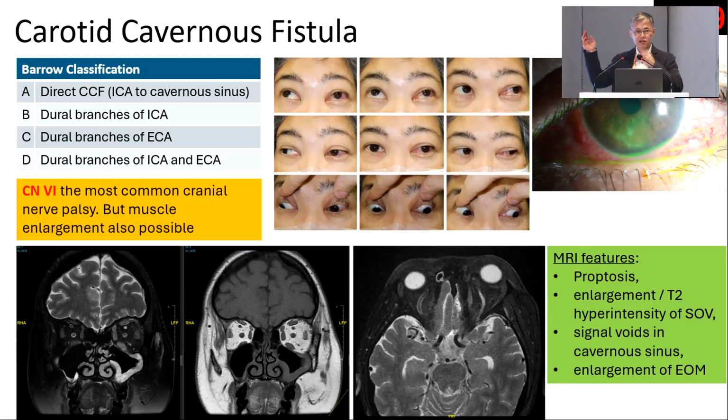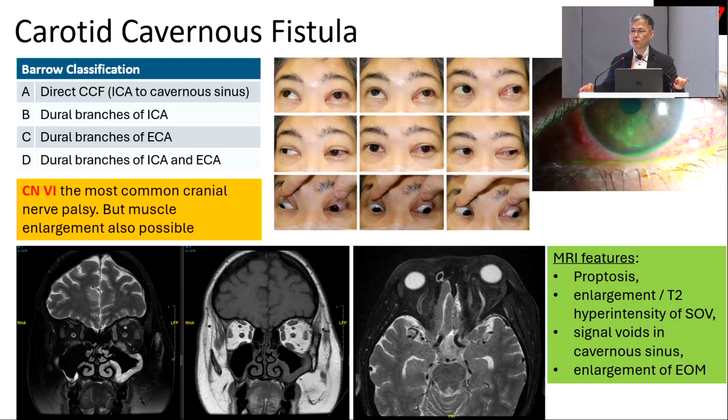Why angiography? Because the classification and then the subsequent management for carotid cavernous fistula is really just based on angiography. And I thought some interesting things that we could take away from here is actually the sixth nerve is probably the most common cranial neuropathy in this, but muscle enlargement is also possible, right? And so that may be a restrictive picture.